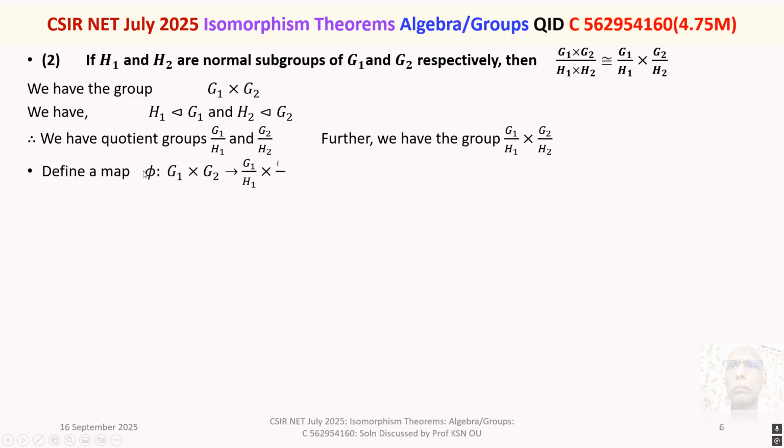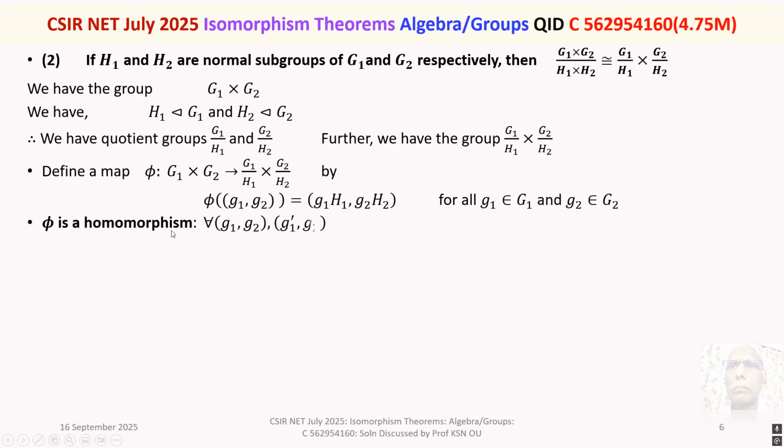We define a map phi from G1 cross G2, the direct product, to G1 by H1 cross G2 by H2 by phi of the ordered pair, the typical ordered pair from G1 cross G2 group. It is phi of the ordered pair g1 comma g2, small g's, is equal to the ordered pair g1H1, that is the left coset of H1, comma g2H2, the left coset of H2. Right. For all g1 belongs to G1 and g2 belongs to G2. We claim phi is a homomorphism.